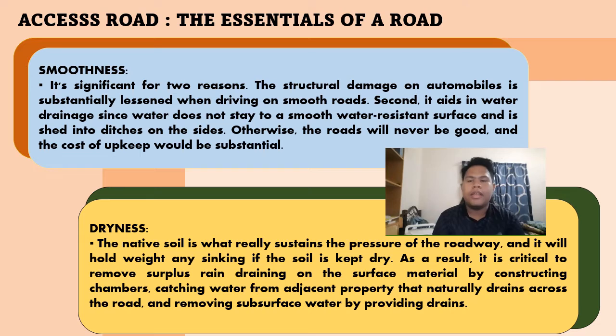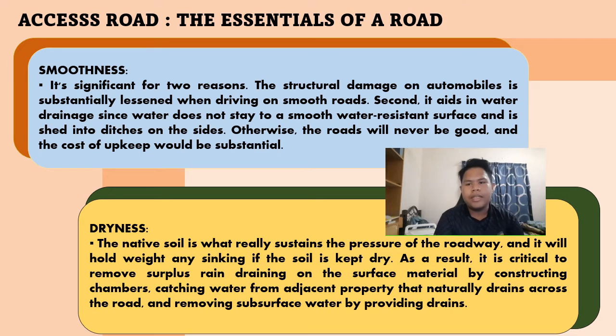The fourth is smoothness. Smoothness is significant for two reasons. The first one is that structural damage to automobiles is substantially lessened when driving on a smooth road. Second, it drains water, since water does not stay on a smooth water-resistant surface and is shed into ditches on the sides. Otherwise, the road will never be good and the cost of upkeep will be substantial.